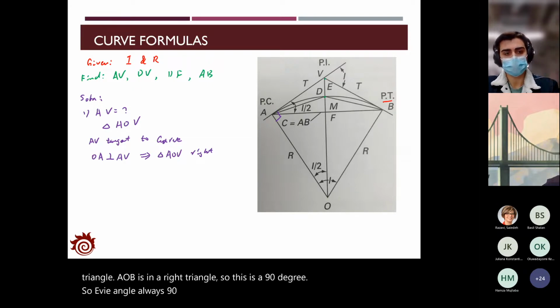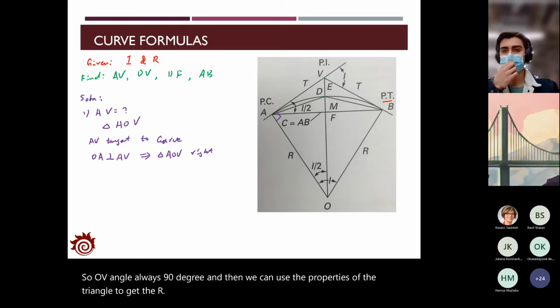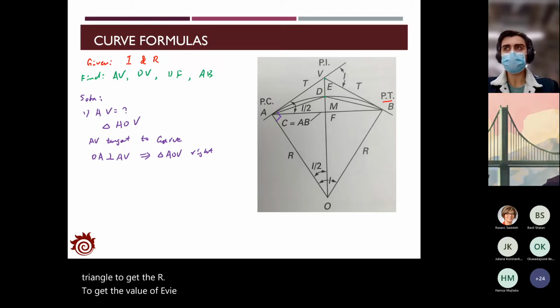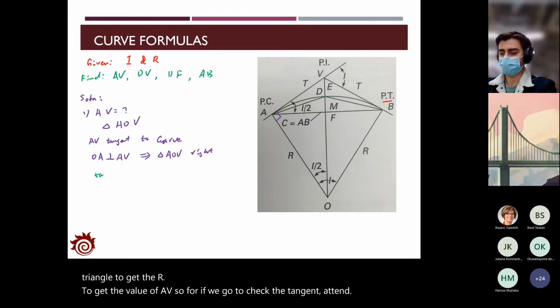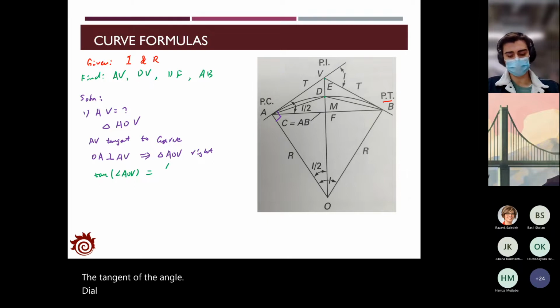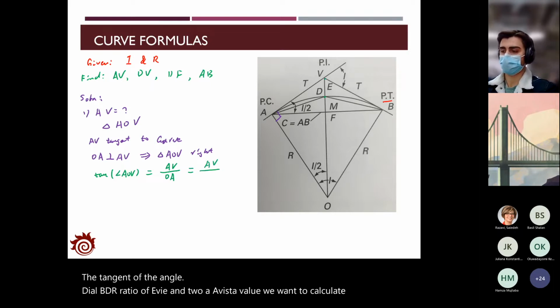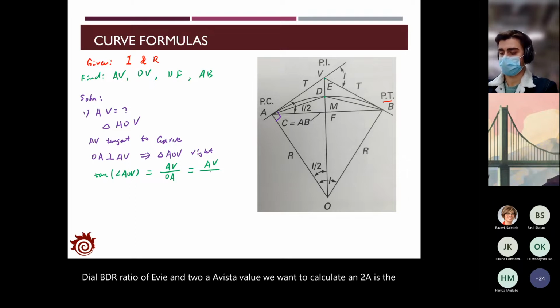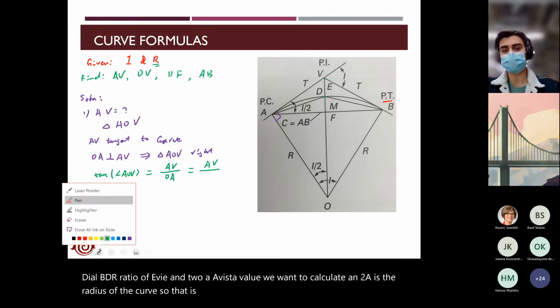And then we can use the properties of the triangle to get the value of AV. If we check the tangent of the angle AOV, that will be the ratio of AV and O to A. AV is the value we want to calculate, and O to A is the radius of the curve, so that is given as R.